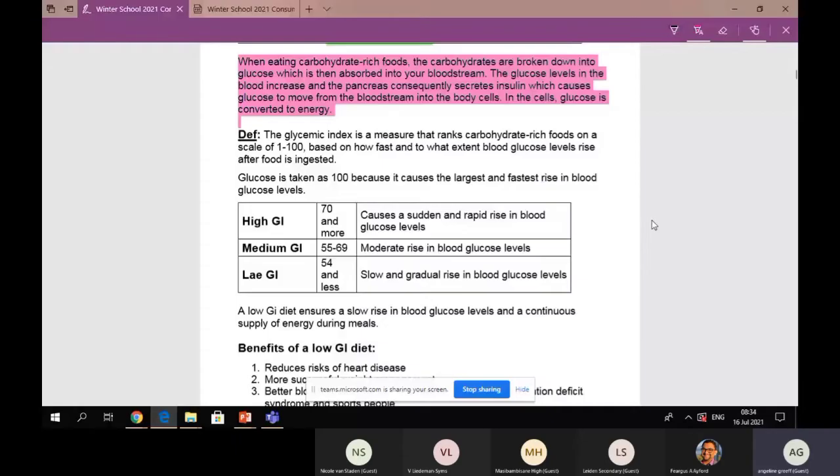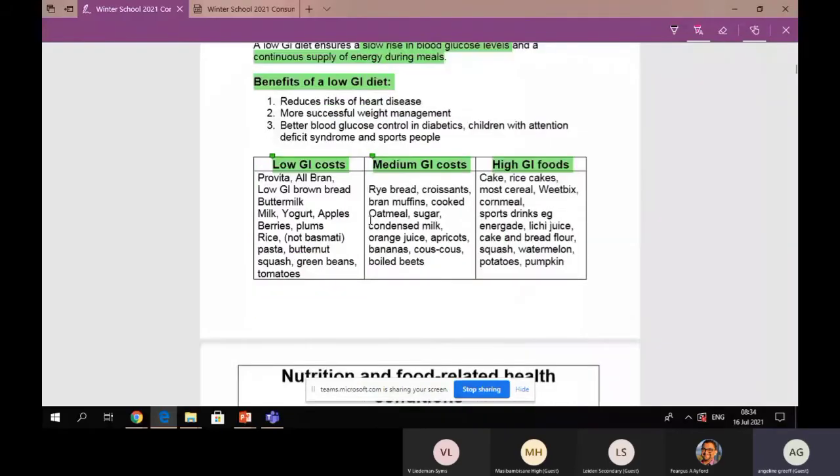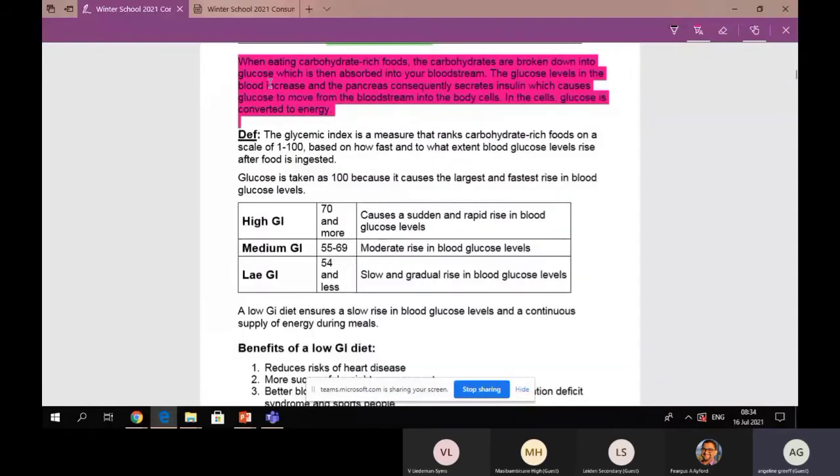I've said here the spelling is incorrect. It's glycemic index of food. Okay, there's a description, but before we get to the description, that's what I've been talking about. You will see the page has been copied twice, but this paragraph was left out with the first one.